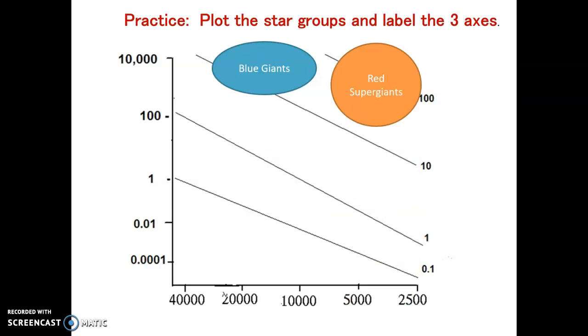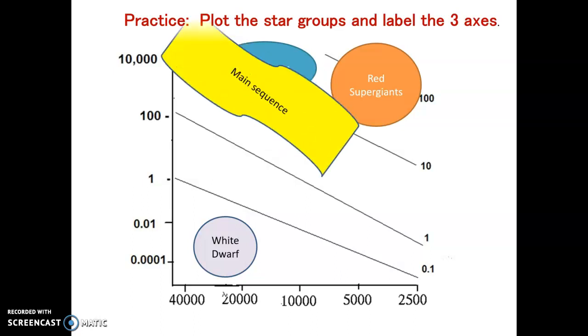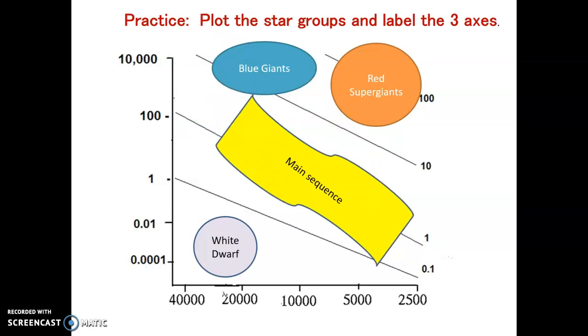Where would our white dwarfs go? Right down there. And what's the other one we're missing? The big one, right where our sun belongs, that big curvy band. What's that called? Main sequence. Good. Where's that go? You got it right there. And then I could throw the brown dwarf, red dwarfs down below. I just don't have room right now.